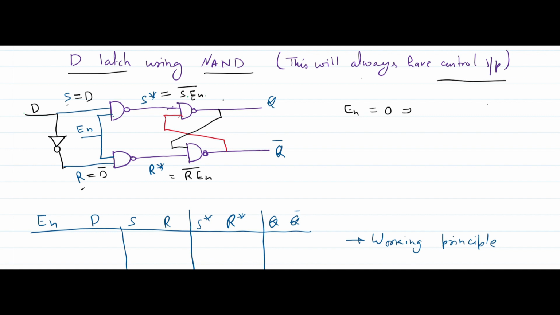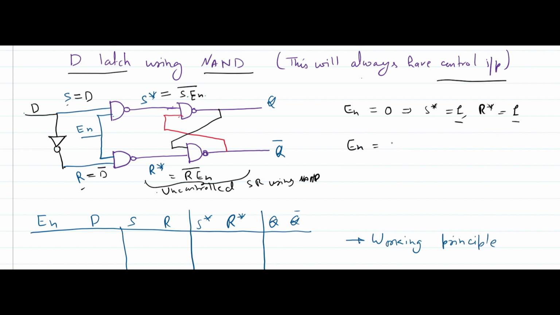So if you see here, if my En is 0, what happens? This S into En will be 0. From here R into En will be 0. So S star R star will be 1 1. That means S star is 1 as well as R star is 1. And if you look on this circuit, this part is actually normal uncontrolled SR latch using NAND gate. In this case S equals 1, R equals 1 is memory, fine.